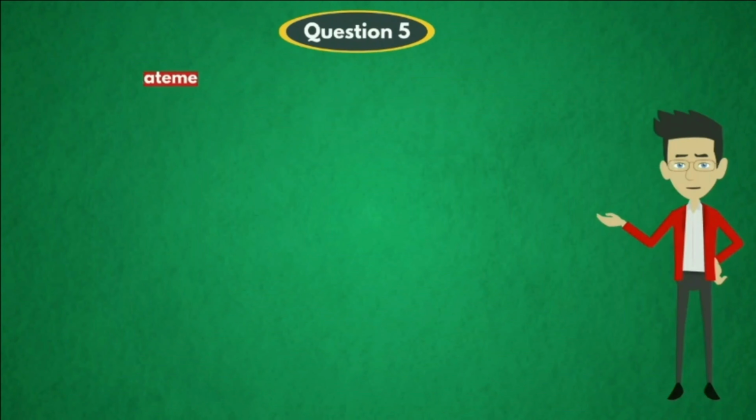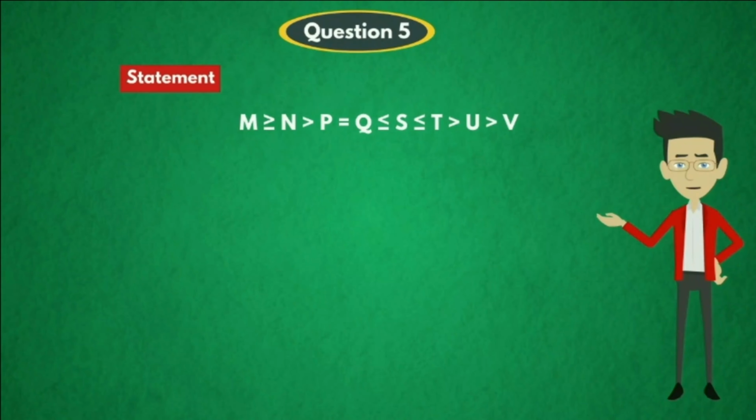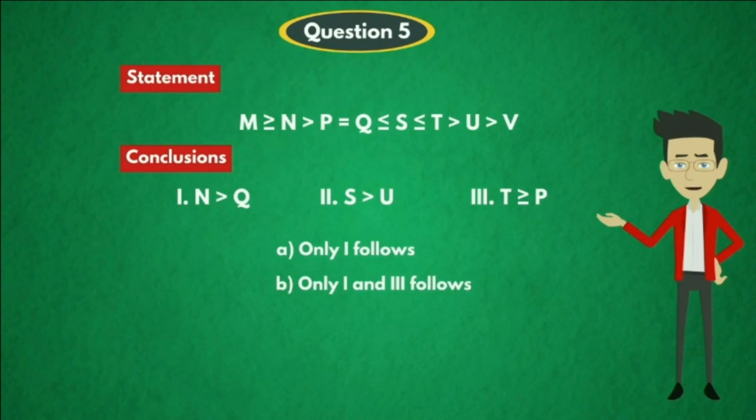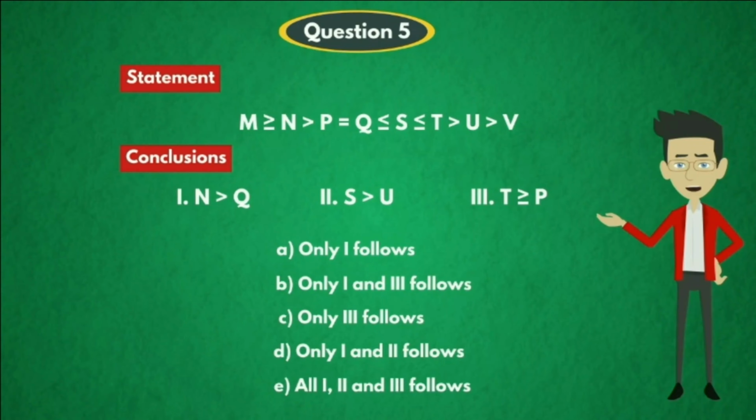Question number 5. Statement. M greater than or equal to N greater than P equal to Q less than or equal to S less than or equal to T greater than U greater than V. Conclusions. Conclusion 1. N greater than Q. Conclusion 2. S greater than U. Conclusion 3. T greater than or equal to P. Options. Option A. Only 1 follows. Option B. Only 1 and 3 follows. Option C. Only 3 follows. Option D. Only 1 and 2 follows. And option E. All 1, 2 and 3 follow.